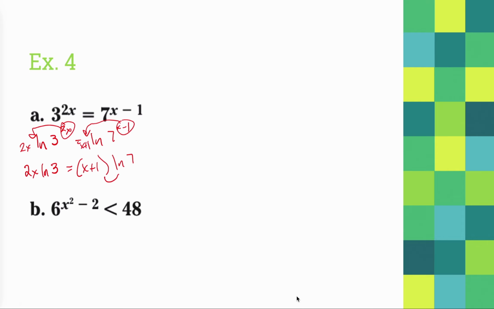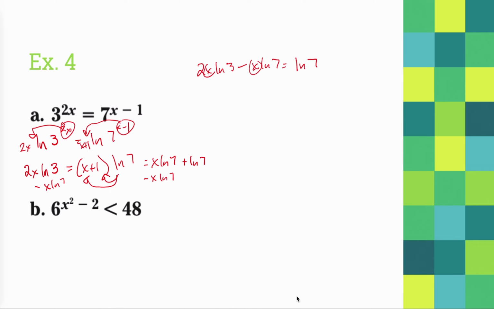And so we're going to need to distribute this ln 7 here to both the x and the 1. So this is going to be x ln 7 minus ln 7. Now we need to get all of our x terms over to one side, so we're going to subtract x ln 7 from both sides. And so this is 2x ln 3 minus x ln 7 equals negative ln 7.